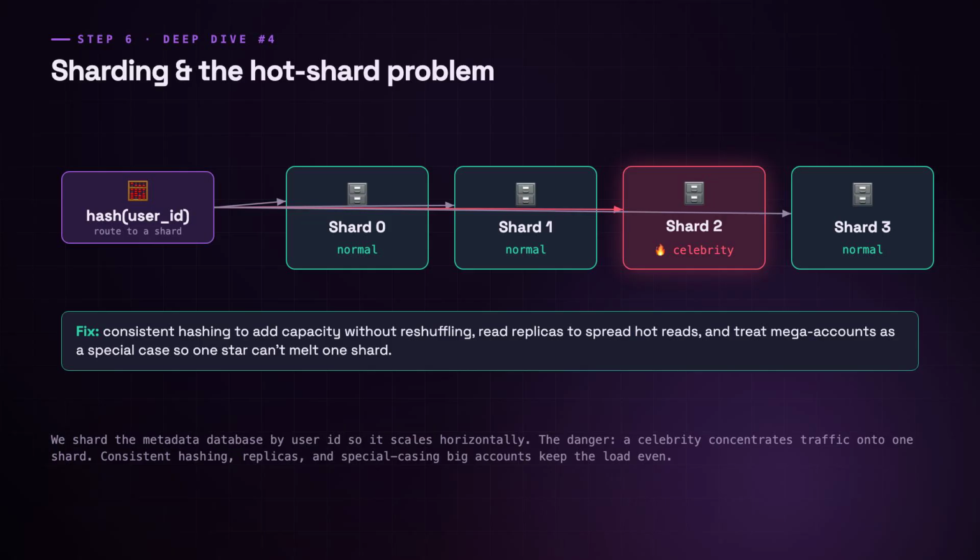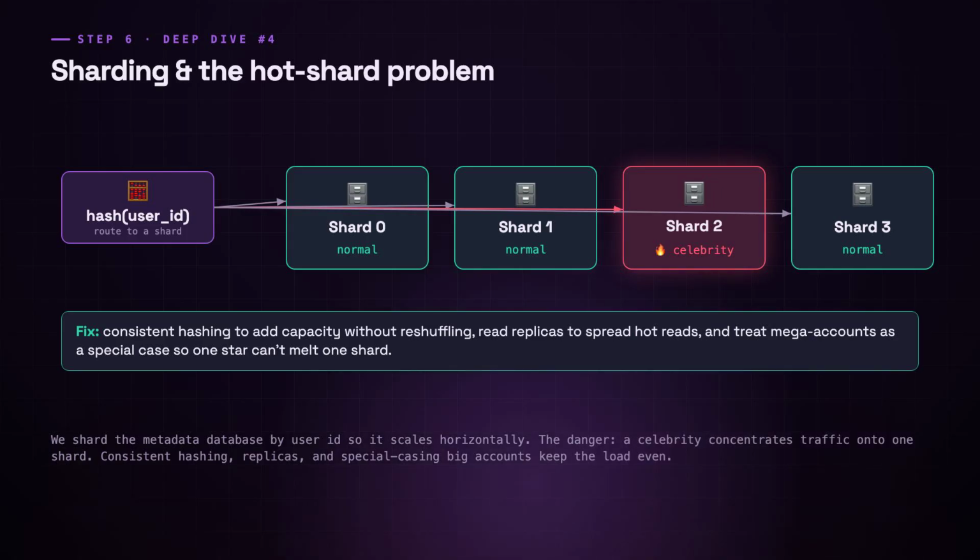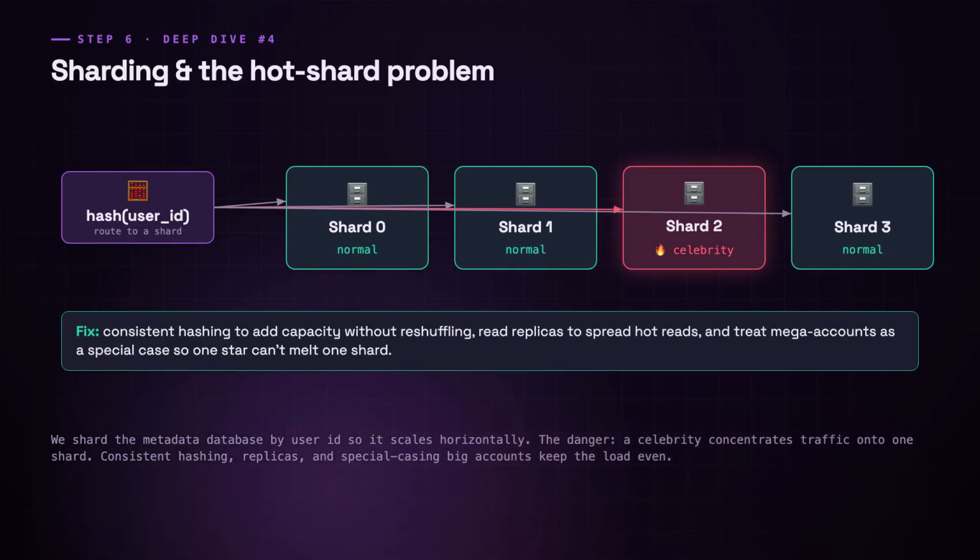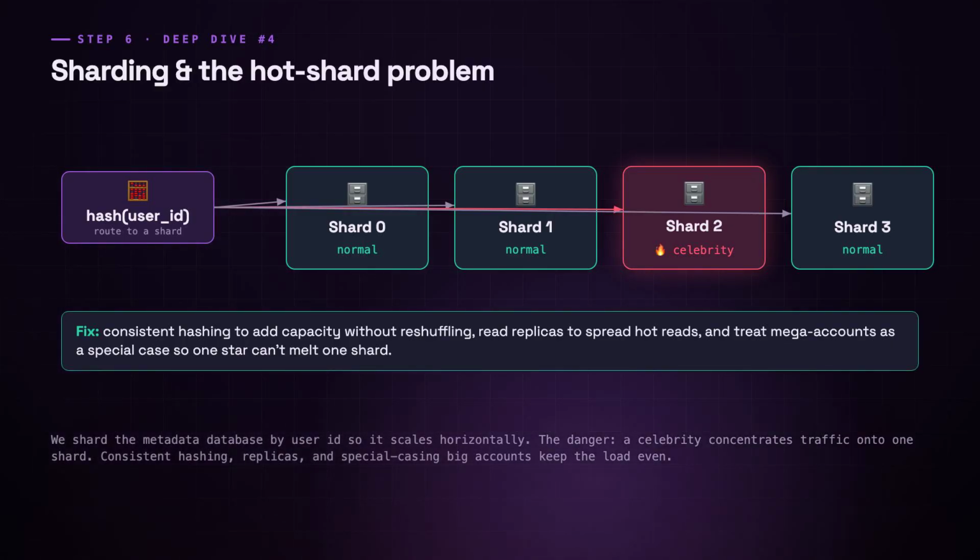The fixes are essential. Use consistent hashing so we can add machines without reshuffling all the data. Add read replicas to spread those hot reads across copies, and treat the biggest accounts as a special case so a single star can never melt a single shard.